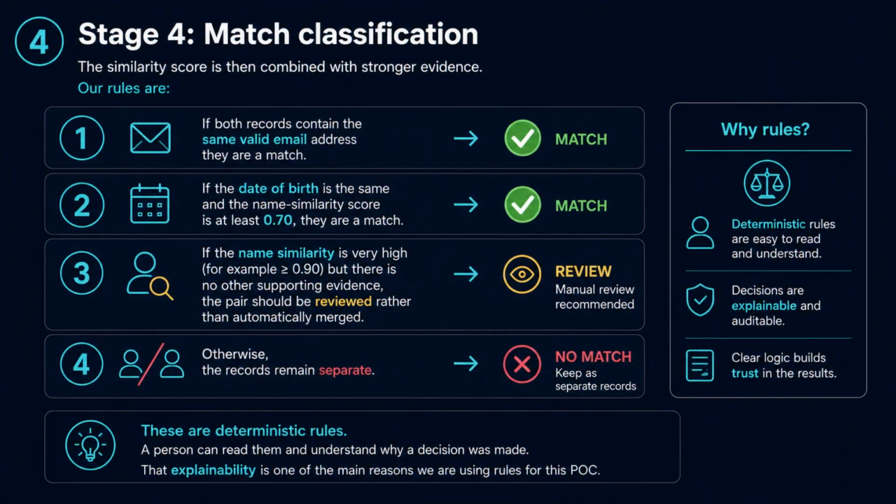Stage 4, match classification. The similarity score is then combined with stronger evidence. Our rules are: first, if both records contain the same valid email address, they are a match. Second, if the date of birth is the same and the name similarity score is at least 0.7, they are a match. Third, if the name similarity is very high, but there is no other supporting evidence, the pair should be reviewed rather than automatically merged. Otherwise, the records remain separate. These are deterministic rules. That means a person can read them and understand why a decision was made. That explainability is one of the main reasons we are using rules for this POC.